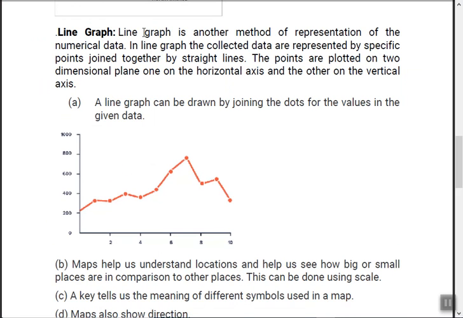Next is the line graph. A line graph is another method of representation of numerical data.